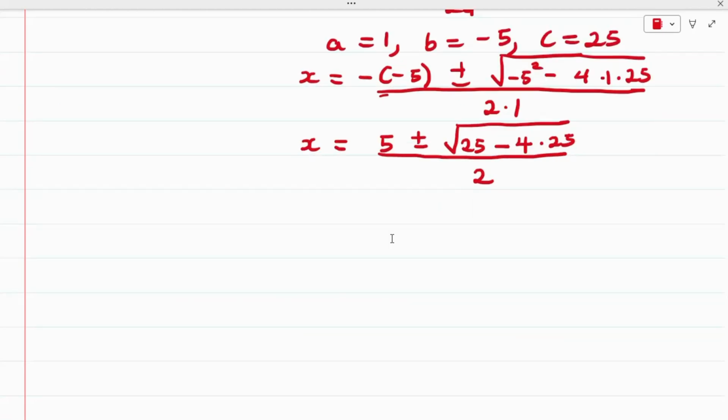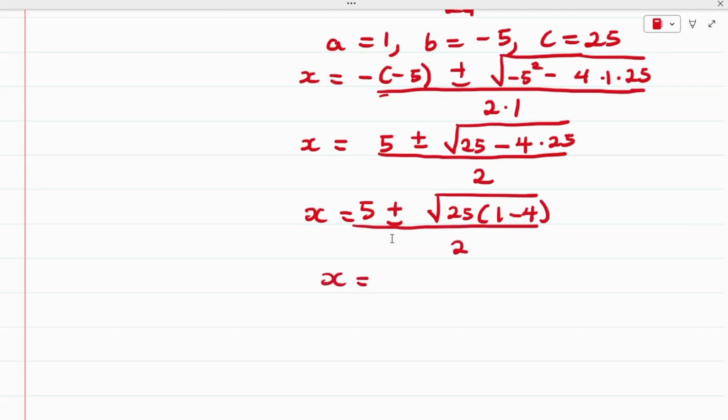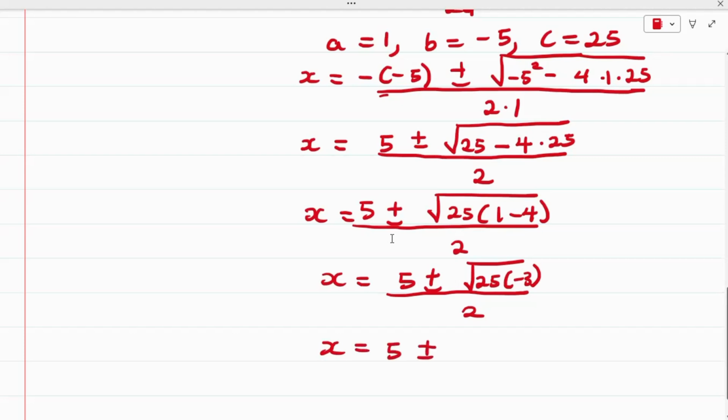So from here we have that x is equal to 5 plus or minus the square root of, if you factor out 25, 25 multiplied by 1 minus 4, divided by 2. So x is equal to 5 plus or minus the square root of 25 multiplied by 1 minus 4, which is minus 3, over 2. And x is equal to 5 plus or minus the root of 25 multiplied by the root of 3 multiplied by the root of negative 1, over 2.